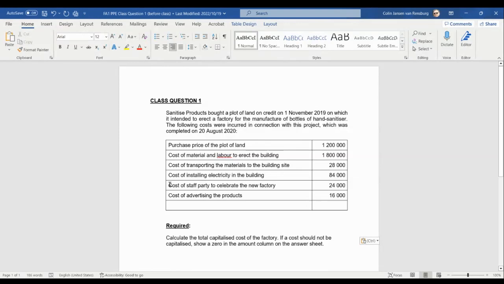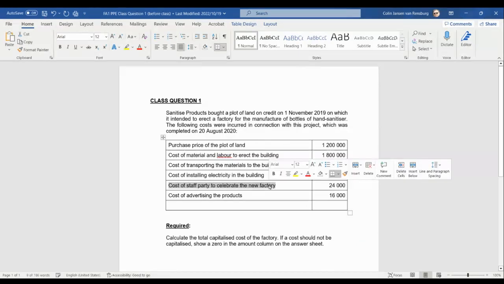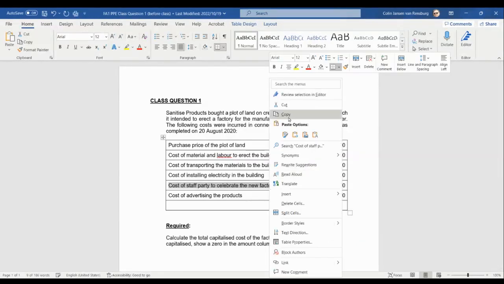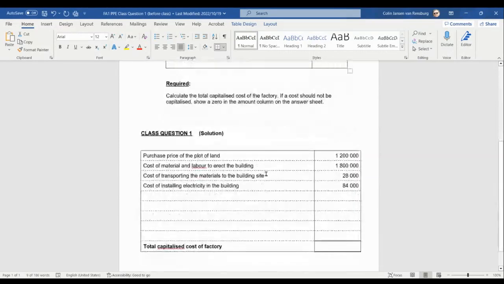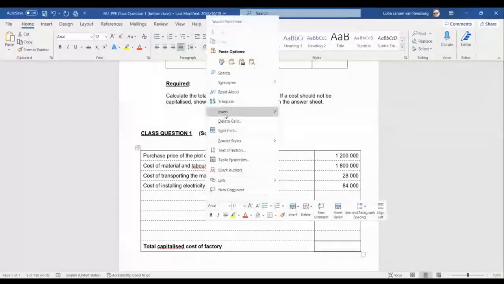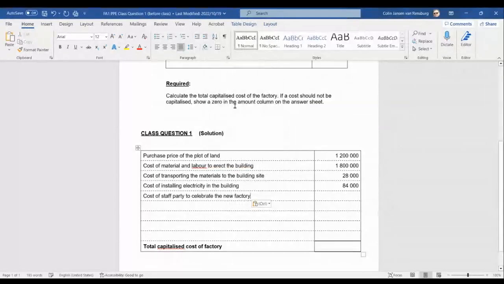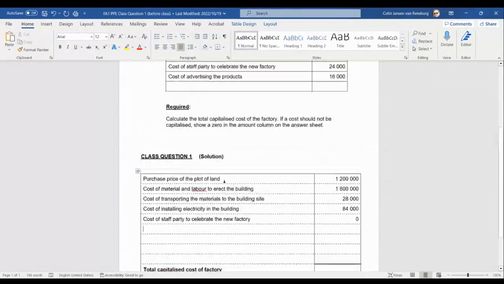Let me just go back to the sheet. So, I'm going to copy there. Cost of staff party. We paste it or type it in our answer sheet, and there we are going to indicate a 0. Nothing is going to be capitalized. It's not going to form part of this total capitalized cost of the factory at the bottom. So that is going to be written off as an expense.